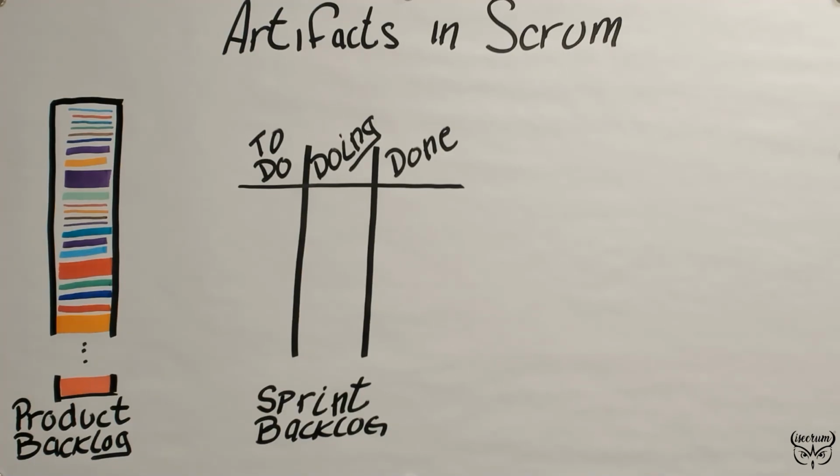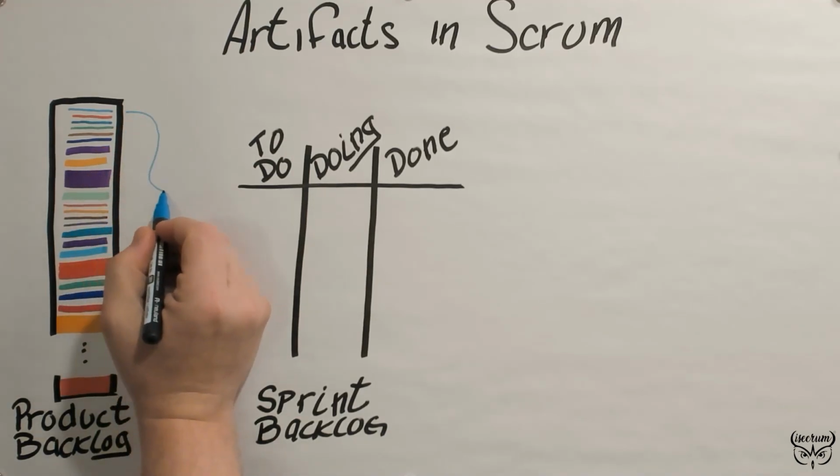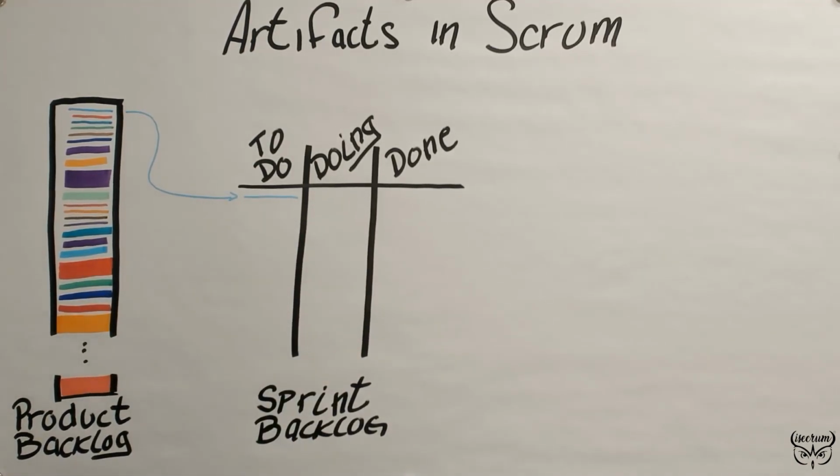During an event called sprint planning, the Scrum team will opt to bring product backlog items in from the product backlog into the sprint backlog. The product backlog is all the future work that we know we can engage in for our product. The sprint backlog is all of the work that we're agreeing to do this sprint.